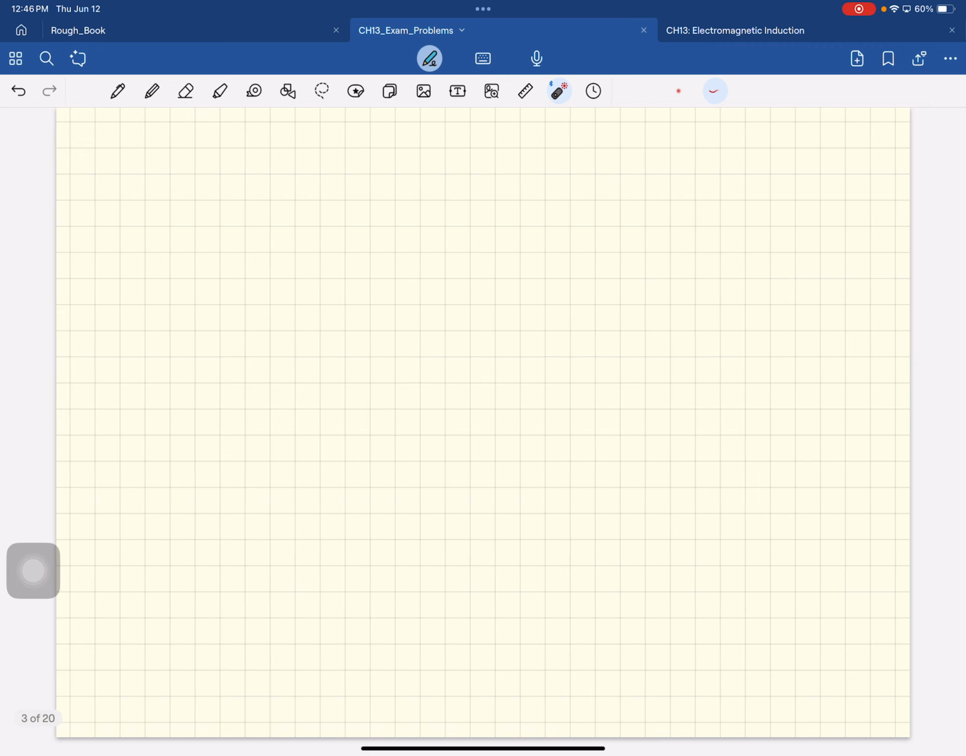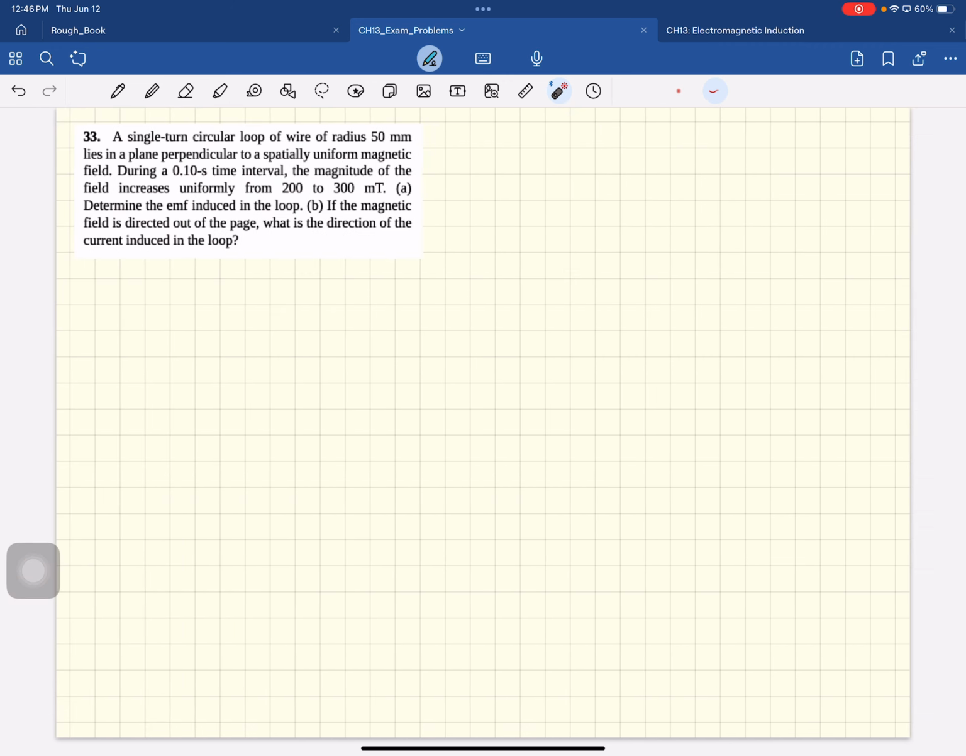Okay, a single turn circular loop of wire of radius 50 millimeters lies in a plane perpendicular to the spatially uniform magnetic field. During a 0.1 second time interval, the magnitude of the field is increased from 200 to 300 millitesla. Determine the EMF induced in the loop. If the magnetic field is directed out of the page, what is the direction of the current in the loop?